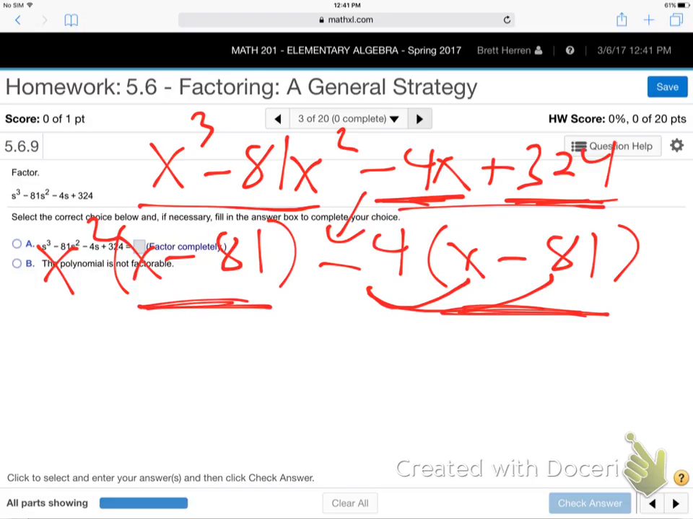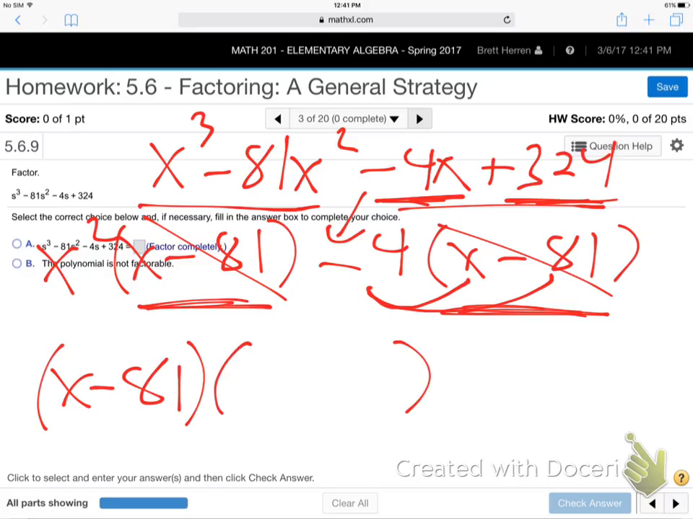What do they both have? X minus 81. Remember, whatever they both have, you cross it off, put it in the front, put a new set of parentheses, and bring down the leftovers. What's left over? X squared minus 4. Is that good? Exactly. Good job. You got to do that.